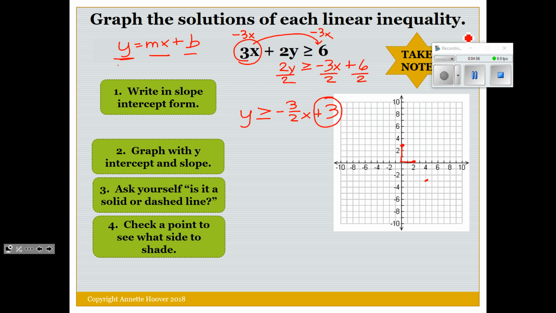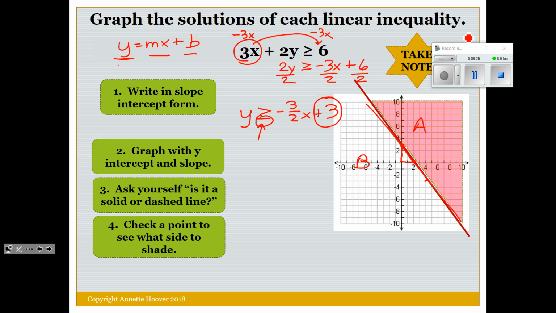We have to decide, is this going to be a dashed line or a solid line? Notice that this is equal to right here, so that means we're going to have a solid line. And then it says that it's greater than. So here's our line, somewhere around there. Greater than would be above the slant. Since this is a negative slope, this would be below the slant. This would be above the slant.